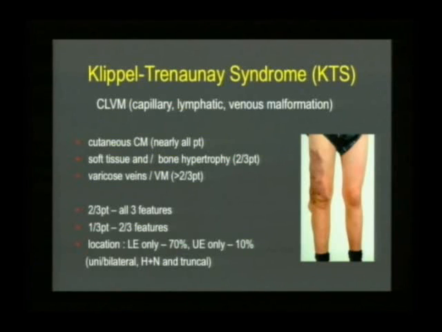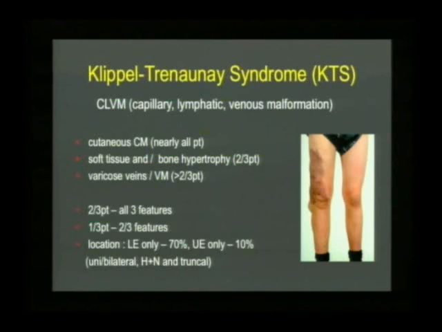So when we look at a whole group of patients with Klippel-Trenaunay syndrome, 2/3 of patients will have all 3 features. 1/3 of patients will only have 2 out of the 3 features. Most cases of KTS affect the lower extremity, so 70% affect the legs in patients. The upper extremity is affected only in about 10% of overall patients with KTS. It may be unilateral or bilateral.